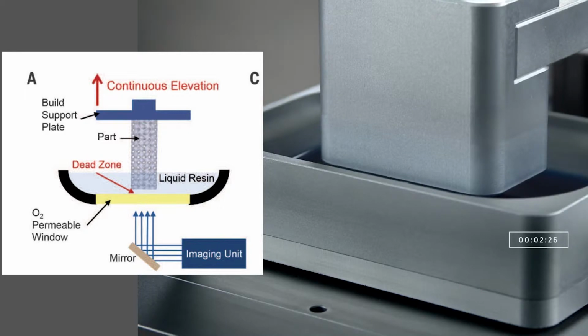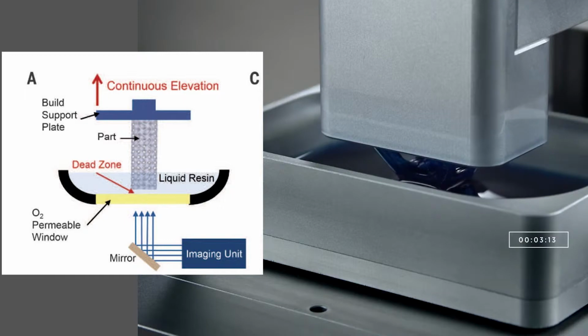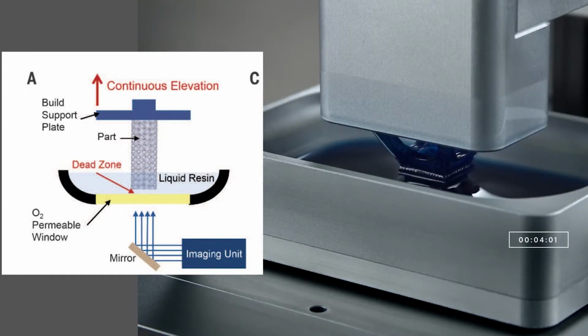Since one such print only takes a few hours, where making a mold may take weeks, rapid prototyping can be done, and that's where 3D printing excels. Now to the chemistry.